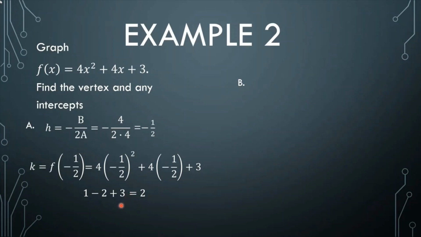So now my vertex, this negative b over 2a is my x coordinate, and this 2 that I found, f of negative 1/2, is my y coordinate. So the vertex would be negative 1/2, comma 2. Vertex is very helpful when it comes to graphing and finding a max or a min.